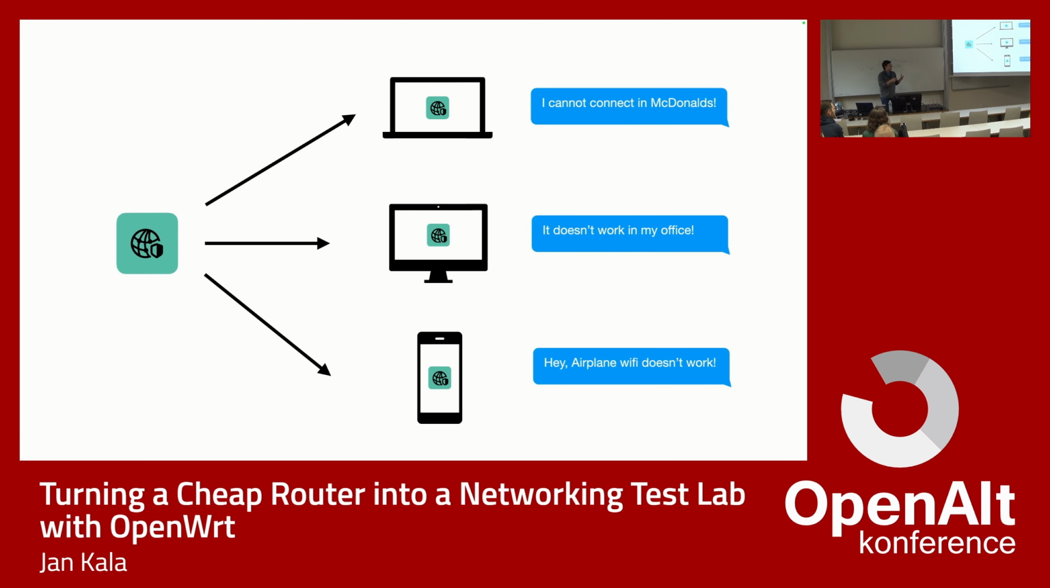As I said, we're developing a VPN which is in the way of the network traffic, and users are using it in McDonald's, in offices, and in airplanes or trains. And usually they do complain about our application first. As I said, it stands in the way of the network. They complain that they cannot connect in McDonald's when our VPN is on, or that it doesn't work in their office or at their homes, or on the airplane that they're traveling to OpenAlt, for example.